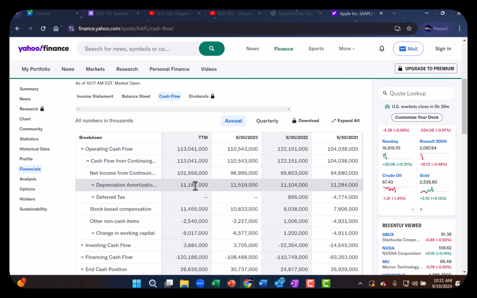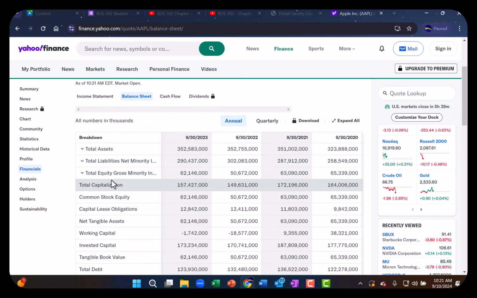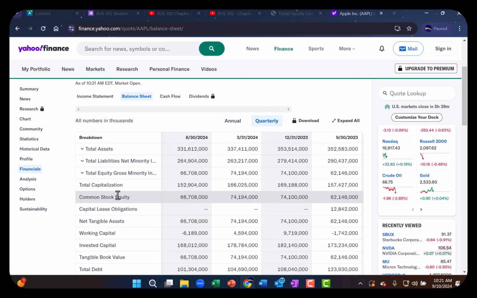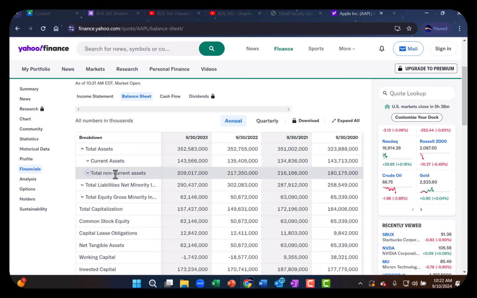We know that depreciation is about 11 billion. Let's look at their fixed assets. Actually, I'm going to do it annual. Let's see. Fixed assets are the non-current assets. They actually decreased by about $8 billion, 8.3.